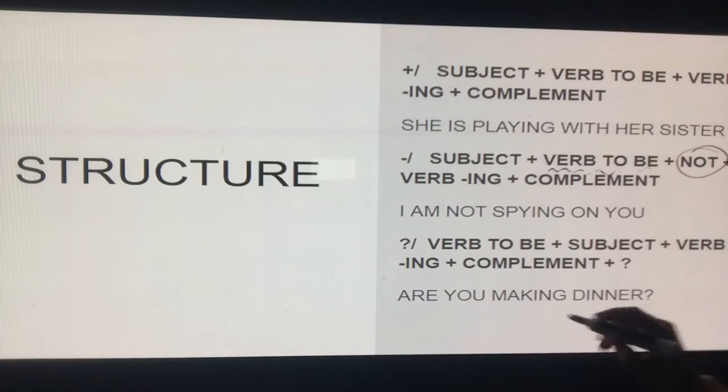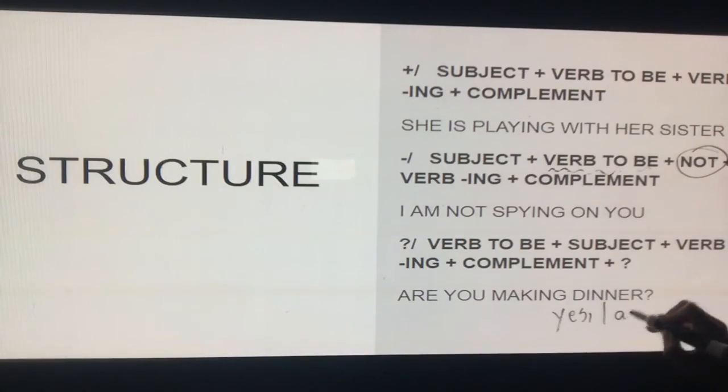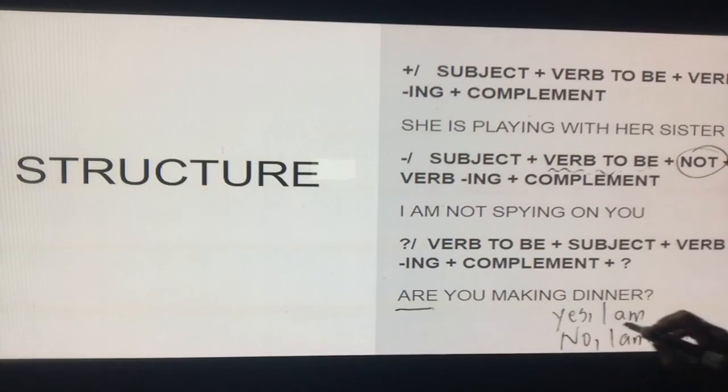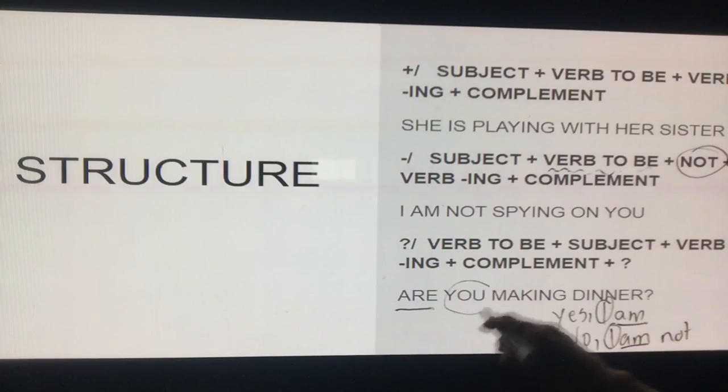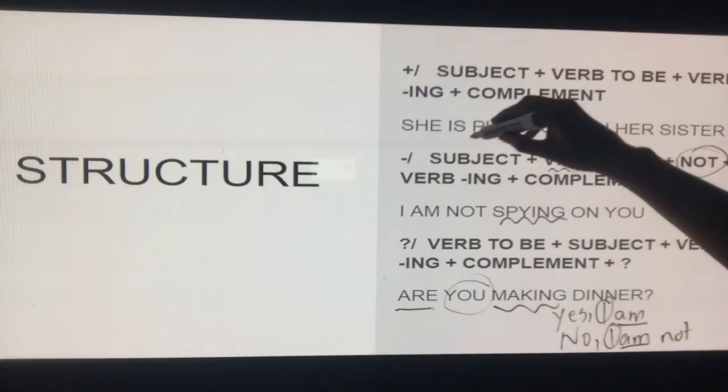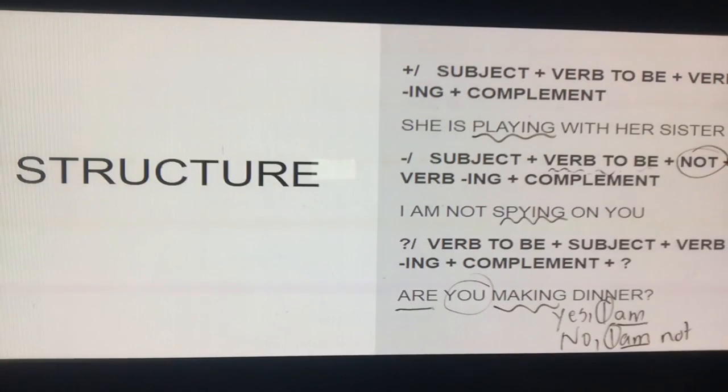Y ya podemos responder. Recuerden que estas son preguntas cerradas. Yo puedo colocar yes, I am, o no, I am not. Vamos a utilizar el verbo que aparece al inicio de la pregunta para poder dar respuesta acorde al sujeto. ¿Sí? Acorde al sujeto. Aquí yo utilizo are porque estoy utilizando you. Acá yo utilizo am porque estoy utilizando I. Y todos los verbos que están en ing se van a mantener en esa forma. No los vamos a regresar a su forma base.